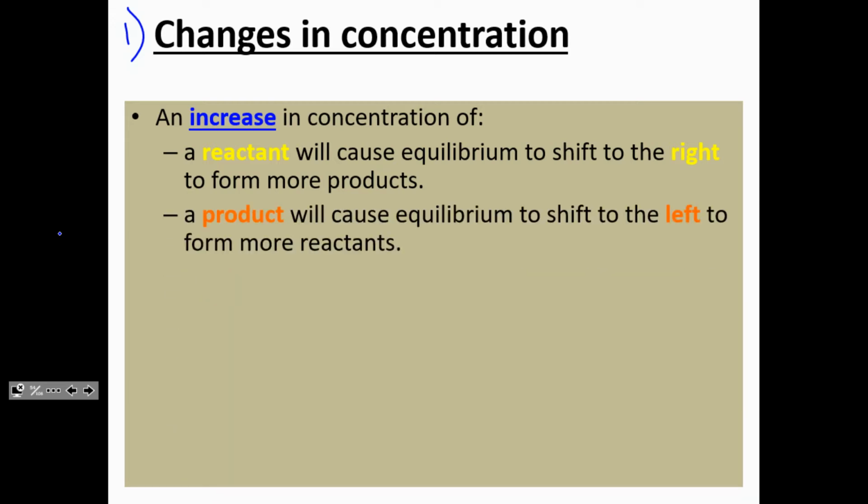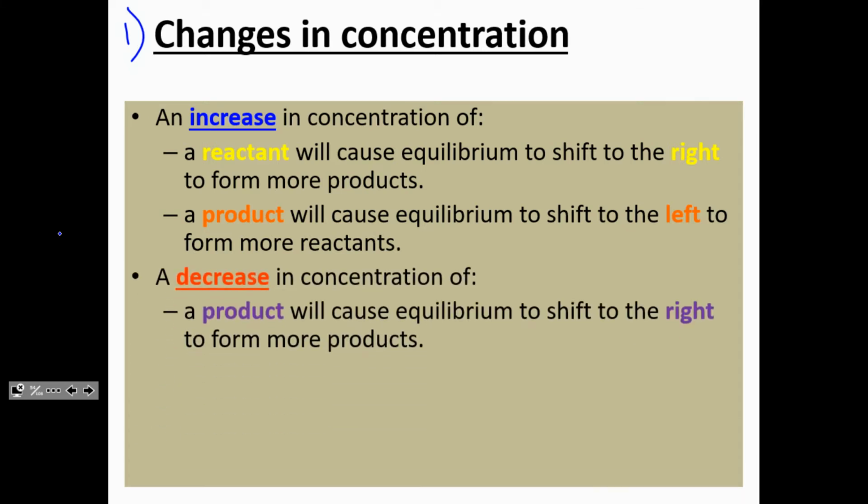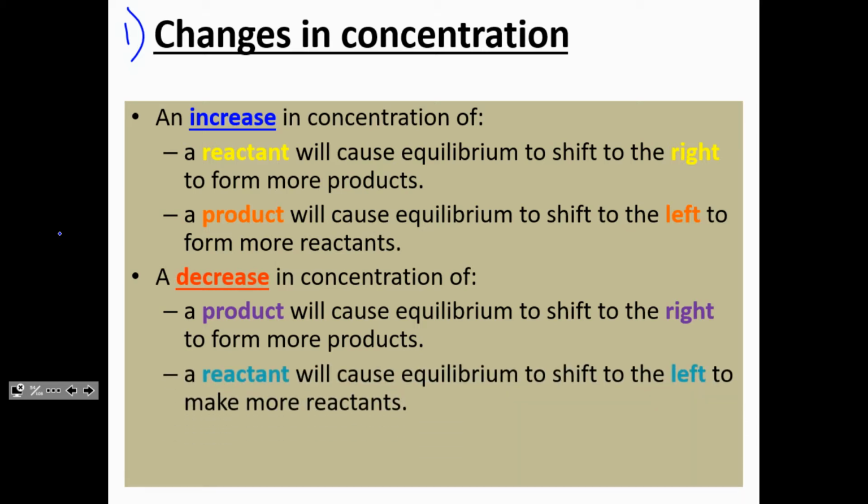If you increase the concentration of the products, equilibrium is going to shift to the left. You add something to the right side of the equation, it's going to form more reactants on the left side. Now, if you decrease, it's the opposite. If you decrease the concentration of the products on the right side, it's going to shift right to fill in what's missing. If you decrease the concentration of the reactant, it will shift left to fill in what's missing on the reactant side.